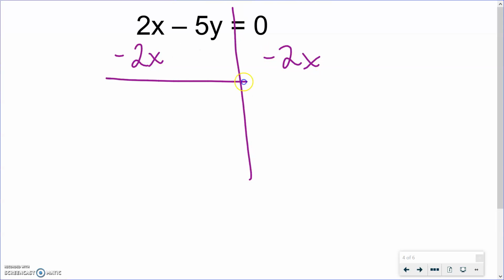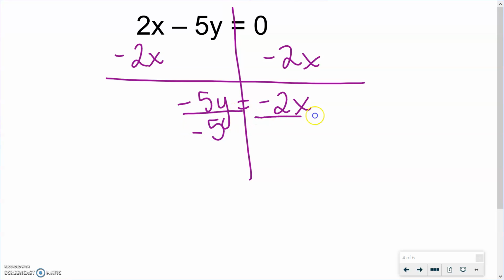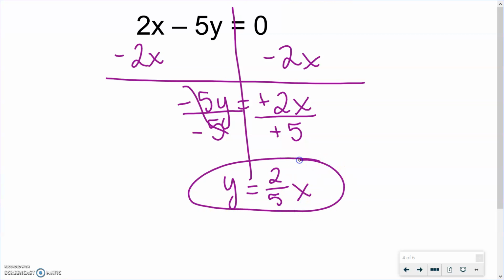Okay, so then we have negative 5y equals 0 minus 2x. Well, 0 doesn't change anything, so really what we have right here is just negative 2x. Okay, now we're going to do the same steps as we did before, and we're going to divide by the number in front of our variable that we're solving for, which is y. So we're dividing by negative 5 to get y by itself, and we get y equals negative divided by negative becomes positive, and we just leave it as 2/5 x. Okay, and so we get y equals 2/5 x.